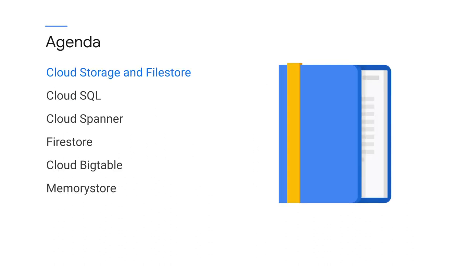Let's look at the agenda. This module covers all of the services that we've mentioned so far. To become more comfortable with these services, you'll apply them in 2 labs. I'll also provide a quick overview of Cloud Memory Store, which is Google Cloud's fully managed Redis service. Let's get started by diving into Cloud Storage and File Store.